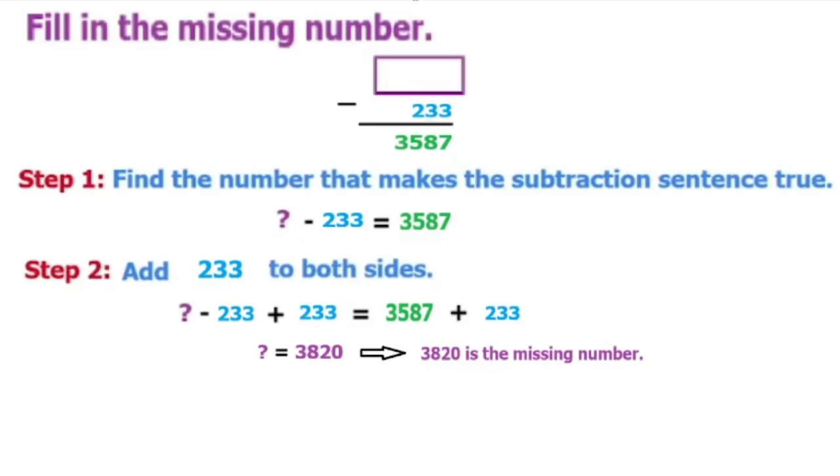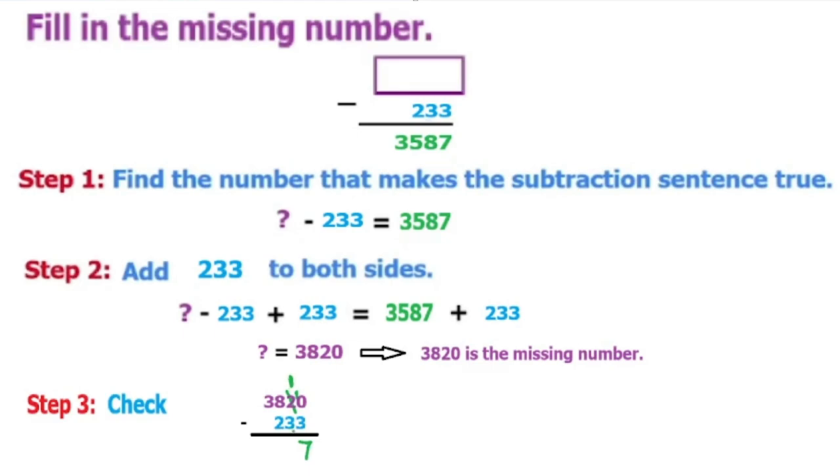So we need to check that though. So the way to check is to put the answer here, 3820 minus 233, and then you do that subtraction. So let's do that. So 0 minus 3 we can't do, so let's borrow from the 2. The 2 becomes a 1, and we put a 1 here beside the 0 to make this 10. 10 minus 3 is 7.